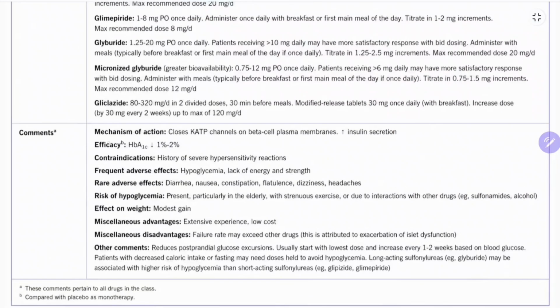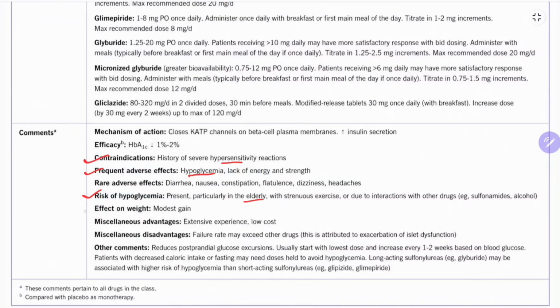So mechanism of action, you already know. Contraindications you should know: patients who are having hypersensitivity. Frequent adverse effects you should know. Hypoglycemia is the most common adverse effect with sulfonylureas. So the risk of hypoglycemia is very high. That's why they should be used carefully in elderly patients. Okay.